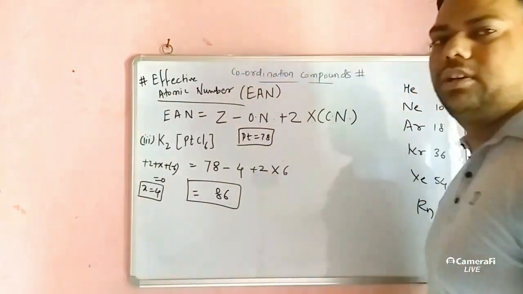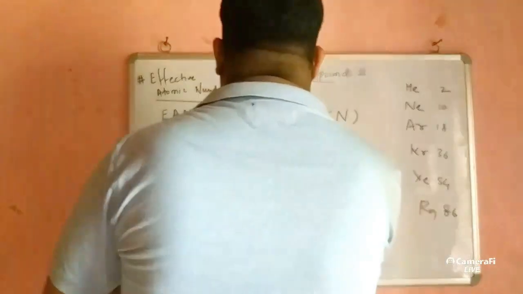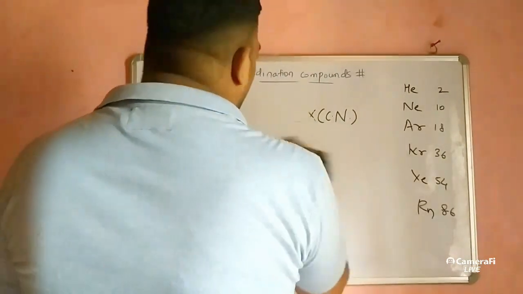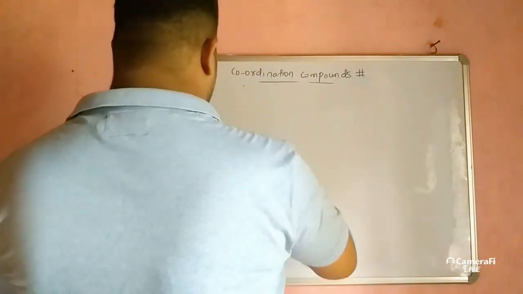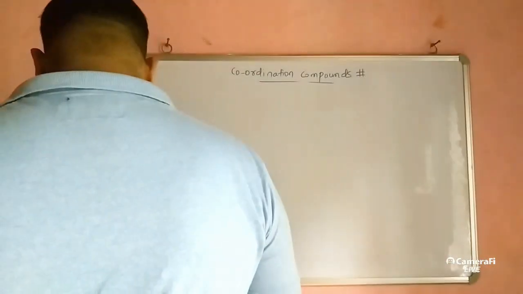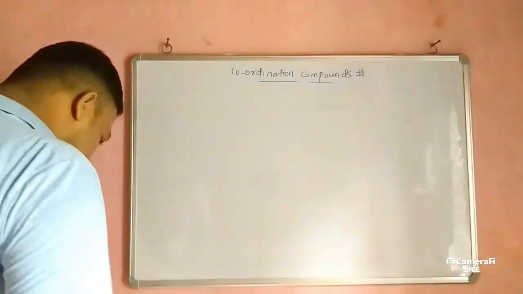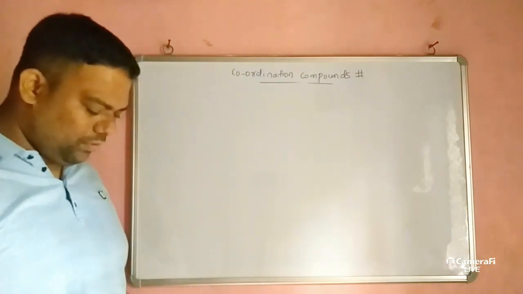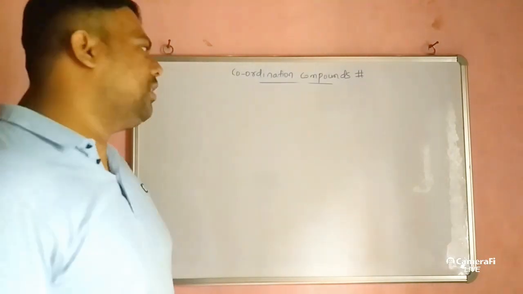Now we will discuss the next part. Writing a formula of a coordination compound, or coordination complex. How can we write the chemical formula of a coordination compound? Basically there are some rules for writing the formula of a complex, or coordination compound.